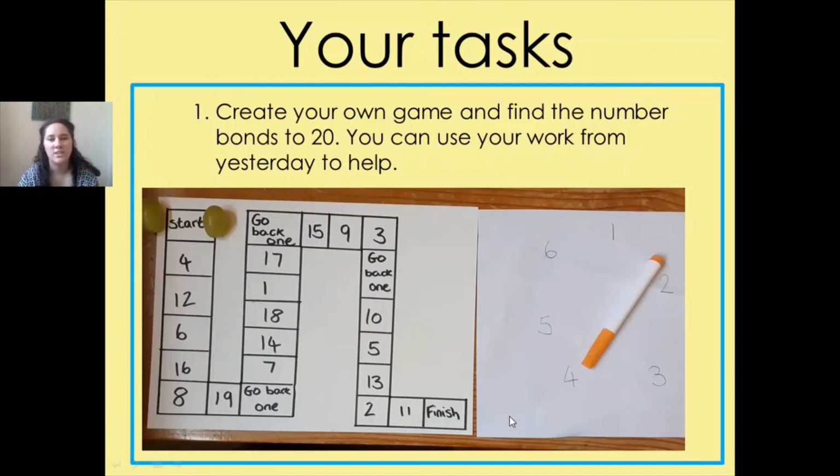Don't worry if you don't have a dice. Over here, I've created my very own spinner. It was really easy. I just needed a pen and paper. I wrote the numbers 1 to 6 down and I put a pen in the middle and spun the pen. Whichever number the pen landed on, that is how many forward I could move. So don't worry if you don't have these things at home. You can always make them. And I've even used grapes for my counters because I couldn't find any in my house.